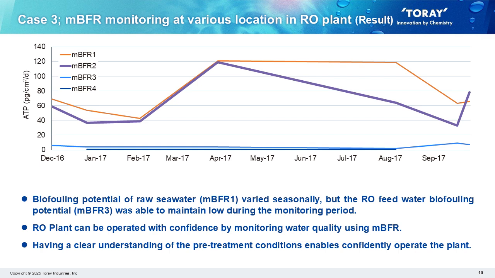On the other hand, pH shock was applied for sterilization purposes, and the RO concentrate remained close to zero, which indicated biofouling was effectively avoided. By monitoring mBFR during RO operation in this manner, the plant can be operated with confidence.